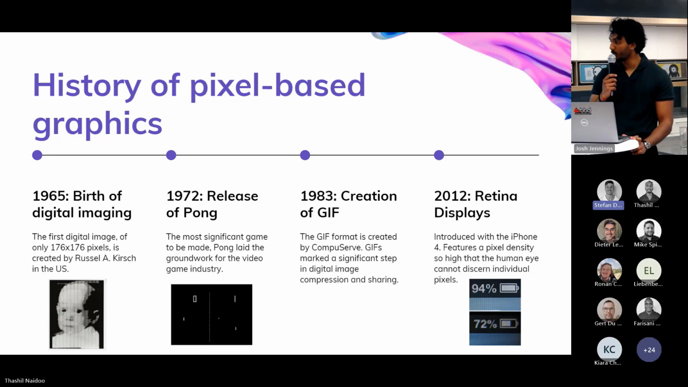In 1983, we saw the creation of the GIF. The GIF format was created by CompuServe, and GIFs marked a significant step in digital image processing and compression. Lastly, in 2012, the Retina display was introduced with the iPhone 4 and features a pixel density so high that the human eye cannot discern between individual pixels.